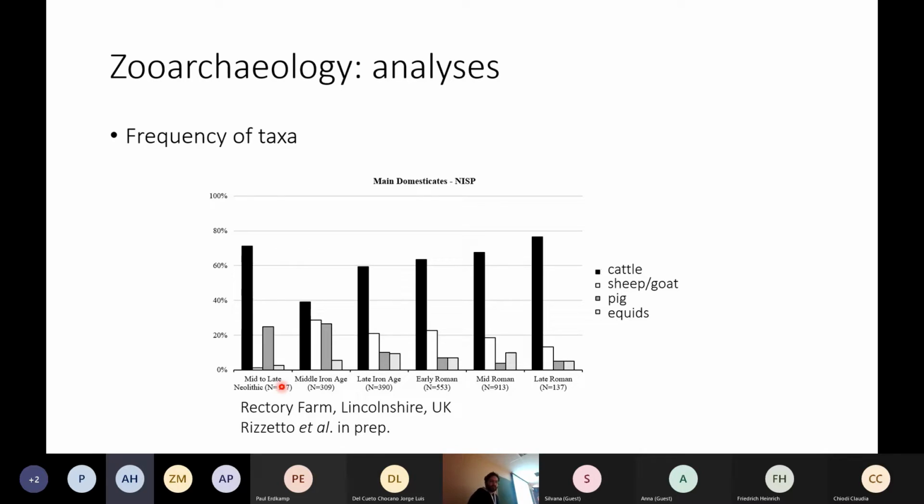So here, for example, you have a site from Iron Age and Roman Britain, and you have the frequencies of the four main domestic species. And you can see the usual trend of cattle frequency increase through time during the Roman period, which is something we see pretty much everywhere at Roman sites in Britain and the northwestern provinces more generally.